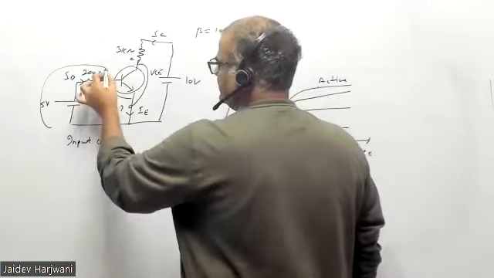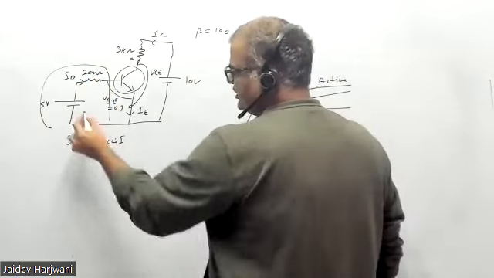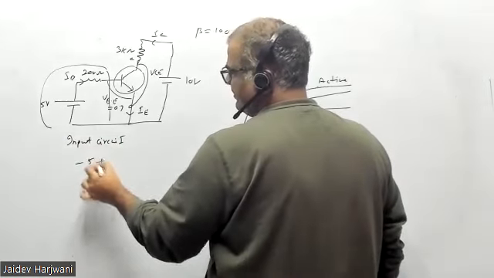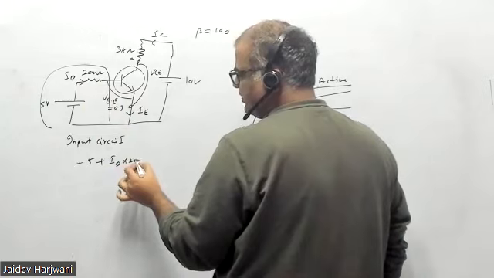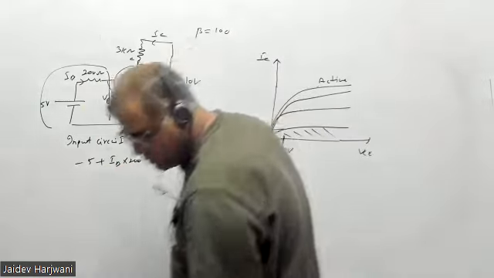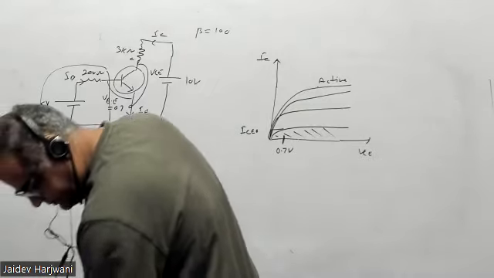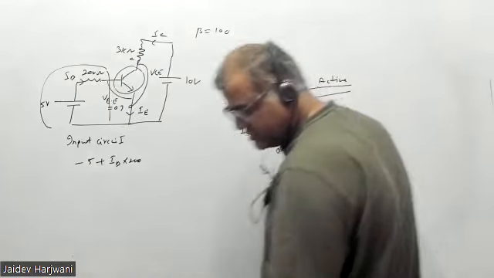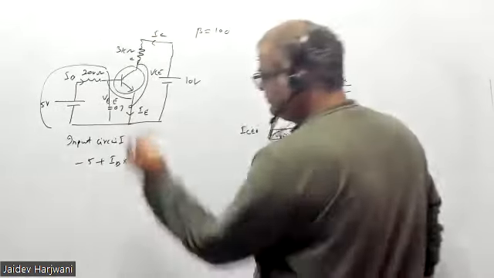This is your input circuit, and this is your output circuit. First loop, input circuit: you can write -5 plus IB into 200 ohm. Now, is it 200 ohm or 200 kilo ohm? Let me check. 200 ohm only is given. If it changes, we'll see later. 200 ohm only here.